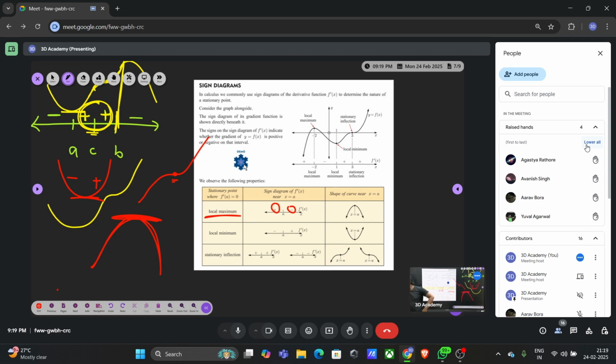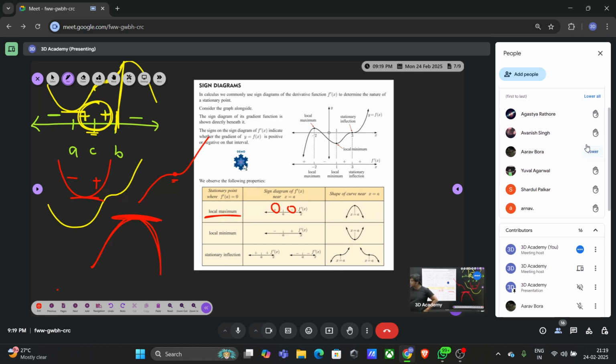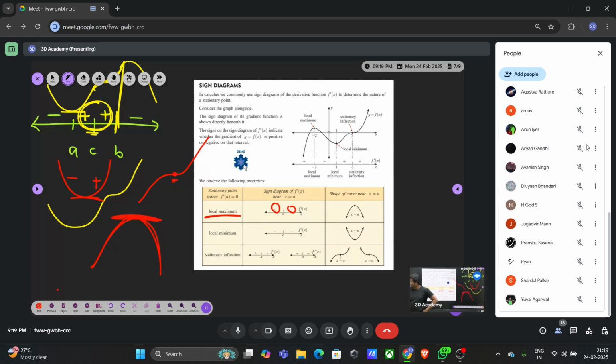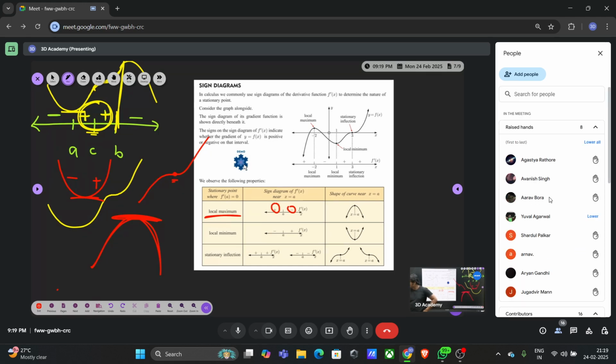Yes, okay. Others, Jugadveer, Aryan, Divyan, Pranshu, Ryan. Getting it or not? Right? You must know these points. You must remember these points.